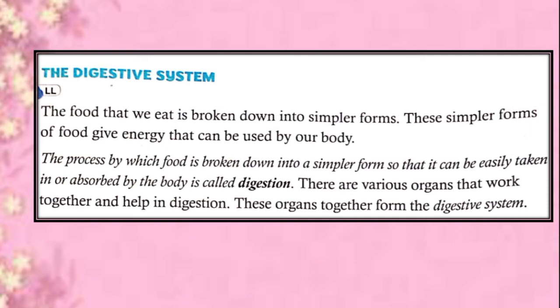Now next, the process by which food is broken down into a simpler form so that it can be easily taken in or absorbed by the body is called digestion. There are various organs that work together and help in digestion. These organs together form the digestive system. It means the digestive system of the human body comprises a group of organs working together to convert food into energy for the body.